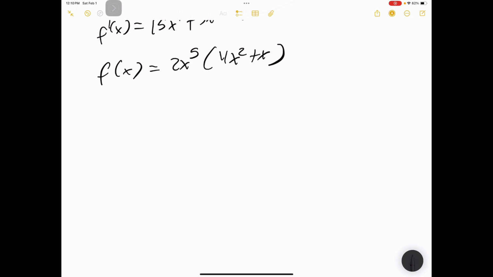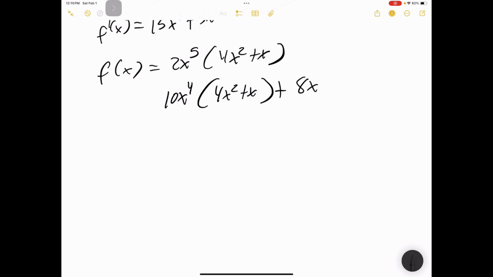Now let's do it together. The derivative of the first is going to be 10x to the 4th, multiplied by the second, which is 4x squared plus x. The derivative of the second is going to be 8x plus 1, multiplied by 2x to the 5th. And that's our derivative: derivative of the first multiplied by the second, plus derivative of the second multiplied by the first. And that's our product rule.